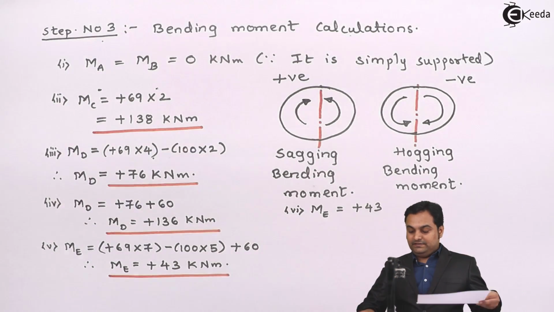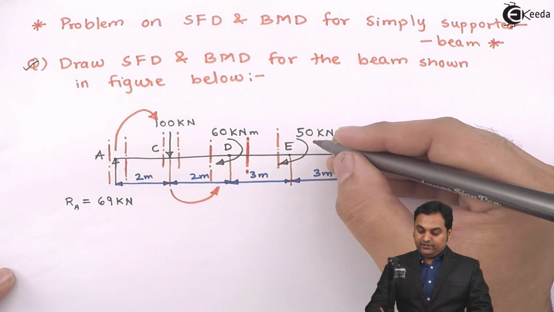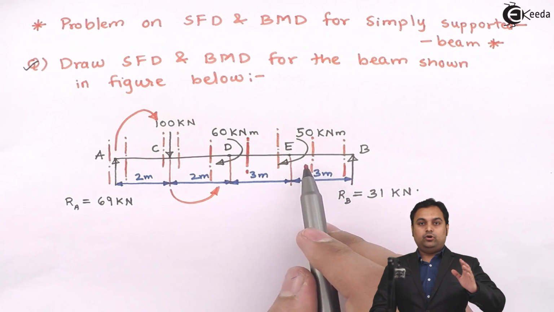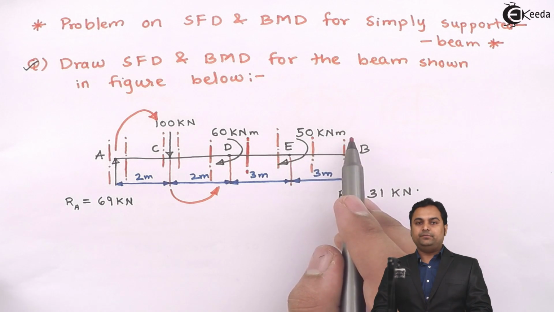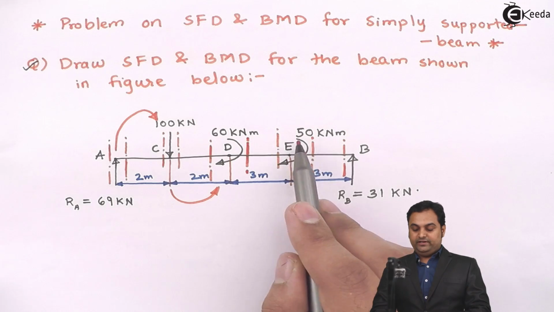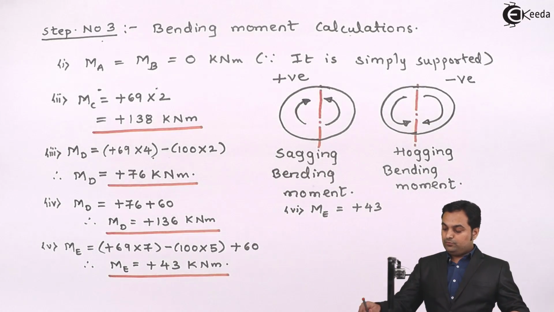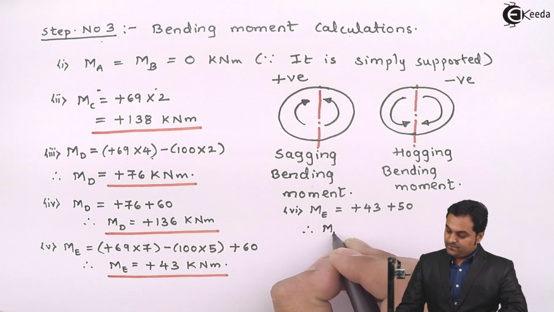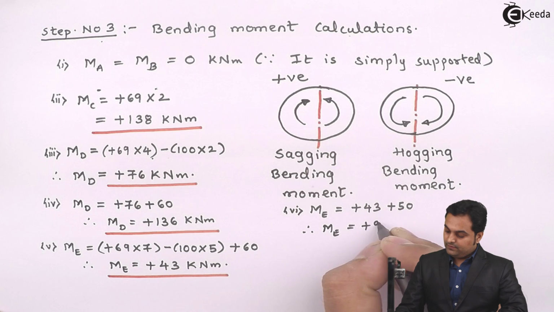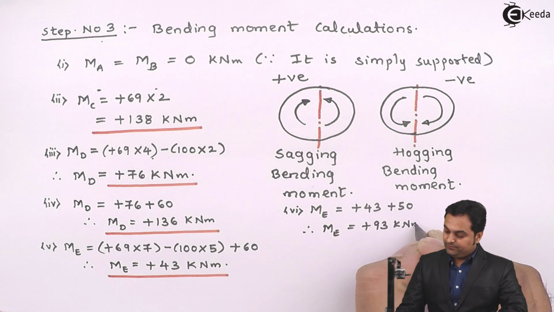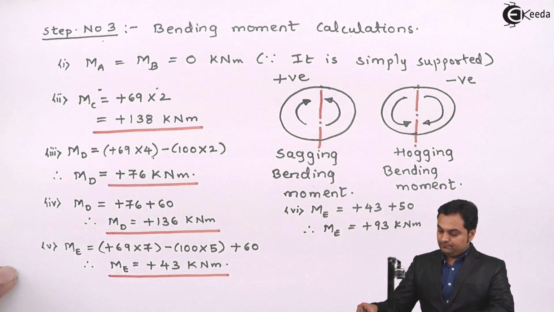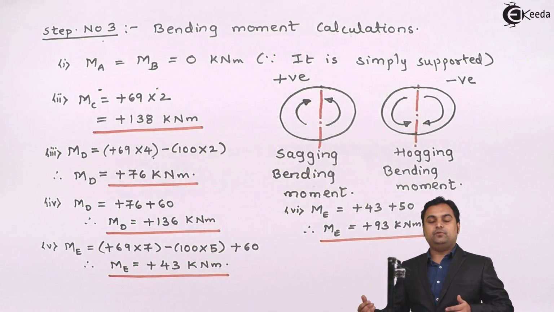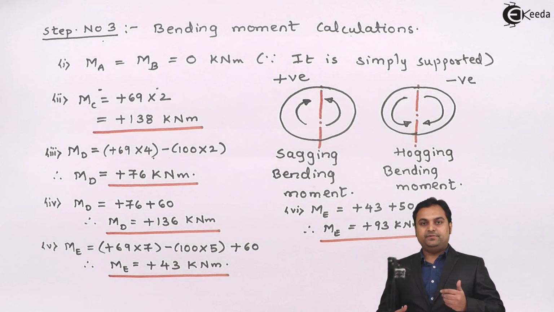Now I take the section to the right of E. So if I am taking the section to the right of E, then on the left hand side we have 50 kilonewton meter, which is clockwise. So to the left, clockwise moment is positive, so plus 50. That gives me plus 93 kilonewton meter. So these are the values of bending moment. Next we will be plotting them on the diagram and drawing the bending moment diagram.